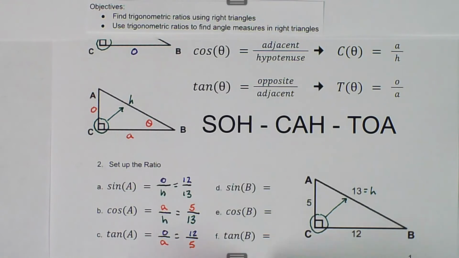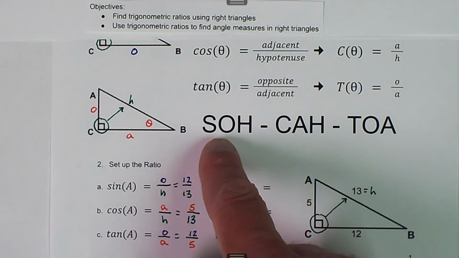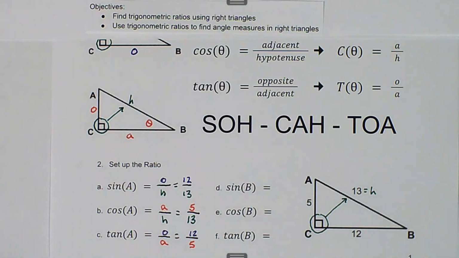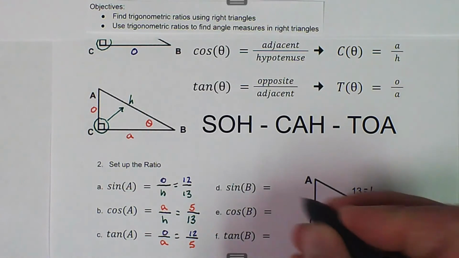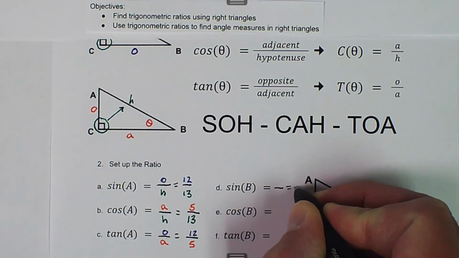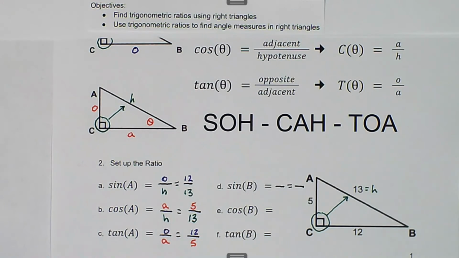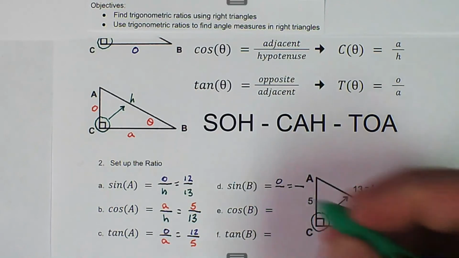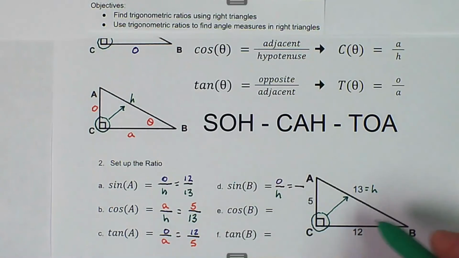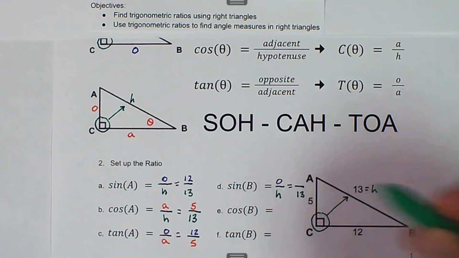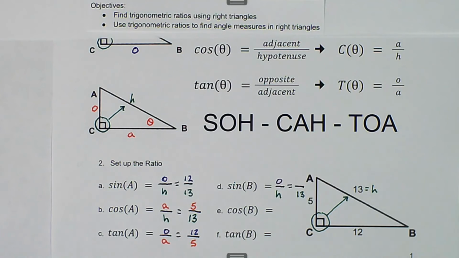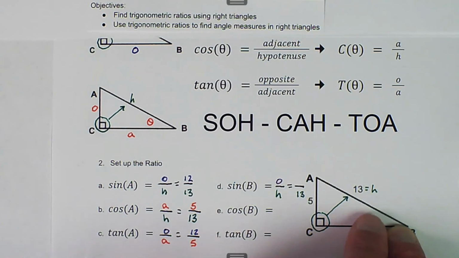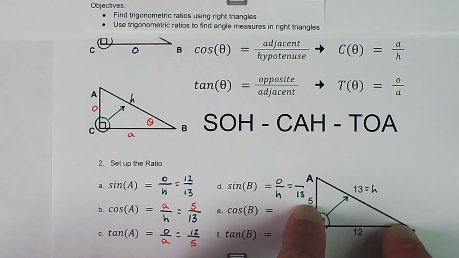Now we can look at how the ratios are going to change, because we have the sine of B. The sine ratio is still opposite over hypotenuse. That doesn't change. Our hypotenuse doesn't change either. That's still 13. But now our opposite, if we're talking about angle B, 12 is adjacent, and opposite is the one away from it, so that's 5.